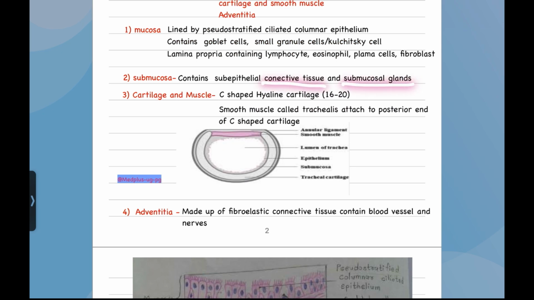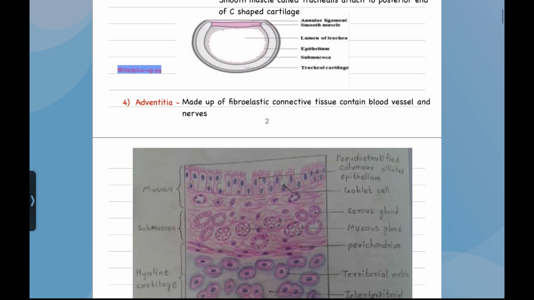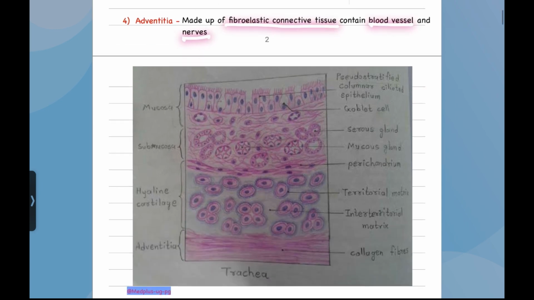Submucosa contains connective tissue and submucosal glands. Submucosal glands are of two types: one is serous gland, another is mucus gland. And the third layer is the cartilage and smooth muscle layer. Cartilage, as I said, is a C-shaped hyaline cartilage. And the smooth muscle is the trachealis muscle. It is present posterior to the C-shaped cartilage. As we can see here, it is a C-shaped hyaline cartilage. Posterior to it, we have the trachealis muscle, which is attached to the ends of the hyaline cartilage. Adventitia is made up of fibroelastic connective tissue that contains blood vessels and nerves.